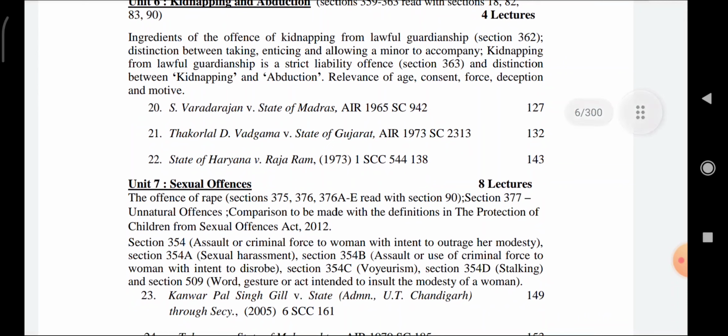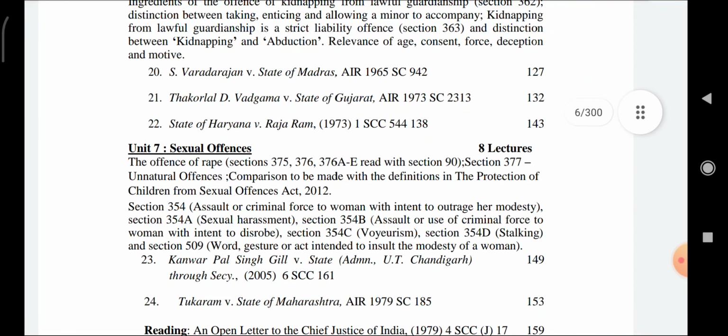Unit 7, sexual offenses. The offense of rape: Sections 375, 376, and 376A, to be read with Section 90. Section 377, unnatural offence, with comparison made to the definition in the Protection of Children from Sexual Offences Act, that is POCSO. Section 354, assault or criminal force to a woman with intent to outrage modesty. Section 354A, sexual harassment.